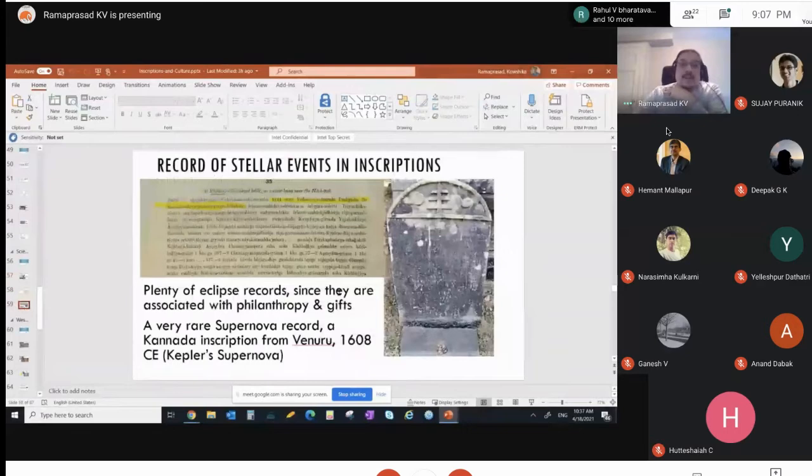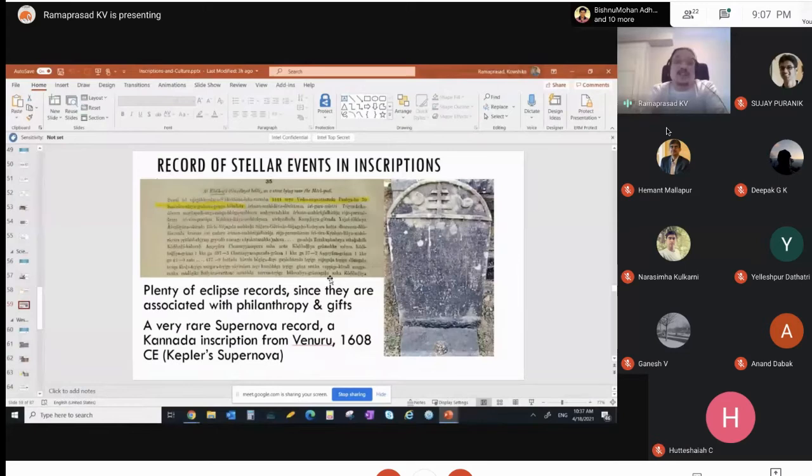Okay, and then there are lots of records of eclipses in inscriptions. The reason being, it was considered good to do charitable activities during an eclipse. Hence, many inscriptions are actually given. They're dana given to a temple, or other what are called punya deeds, getting you punya. So they are performed on an eclipse day.